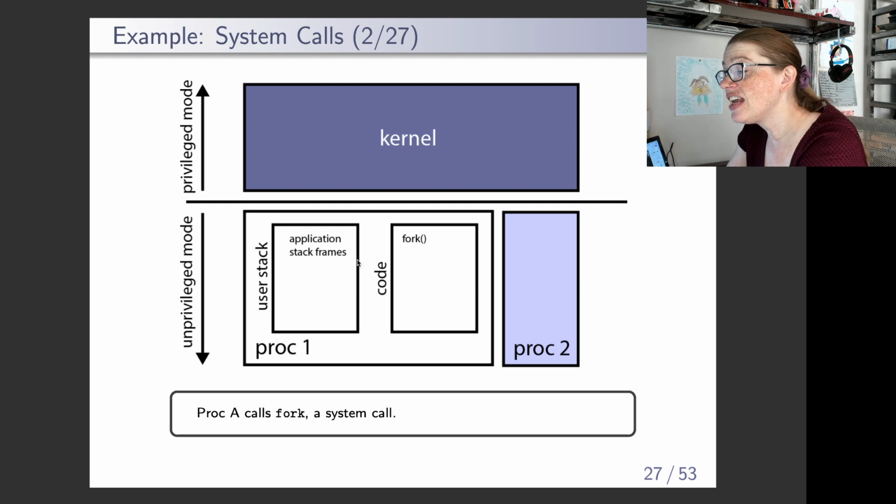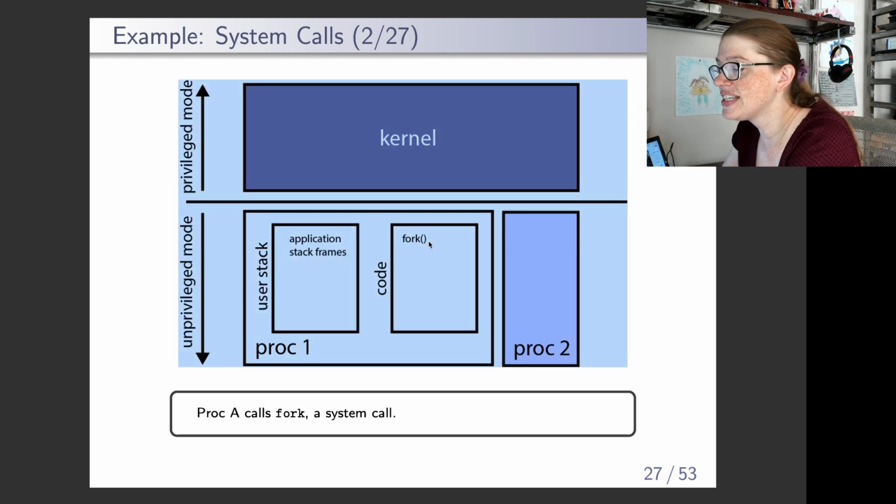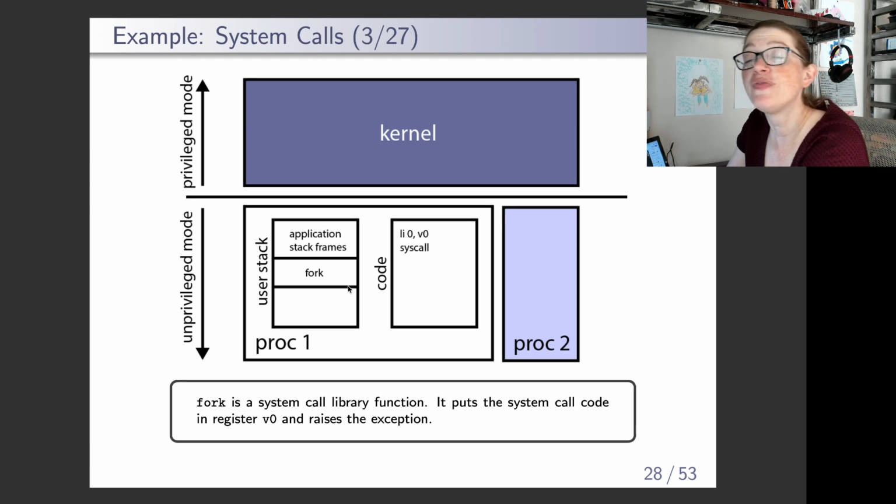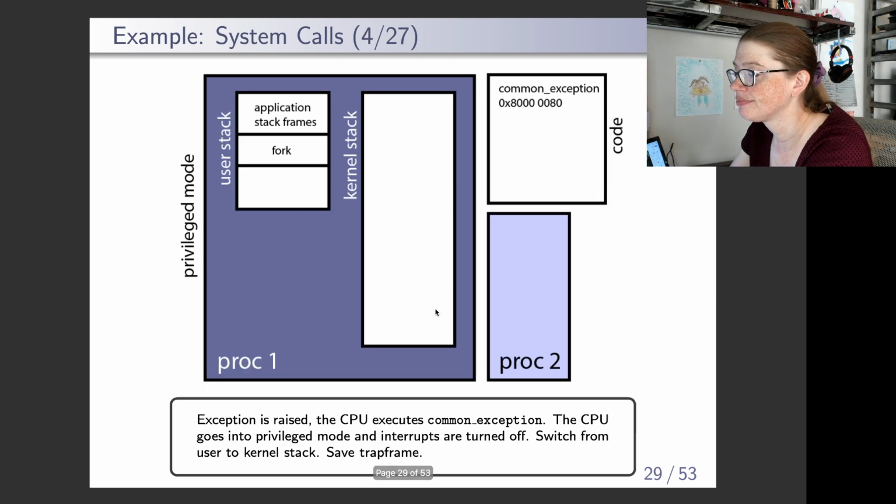Now, while it's doing its work, it decides it's going to call fork. So our process 1 is going to call fork. Fork is a system call function. And so we're going to call the library, which is also a user program. The system call library function is going to load 0 into register V0 and then raise the system call exception. Again, this is happening in user space.